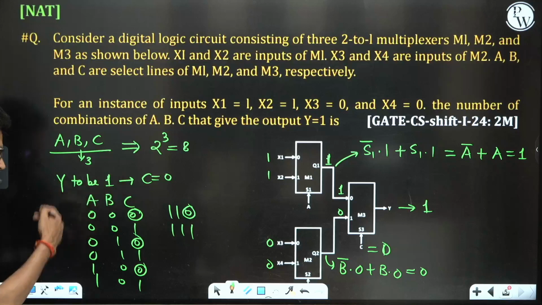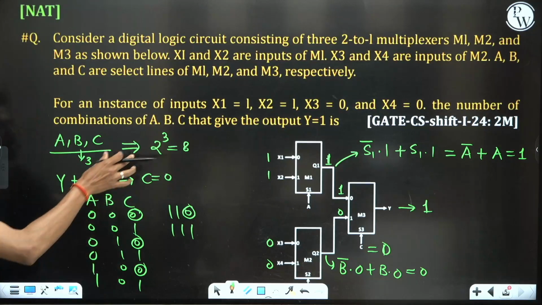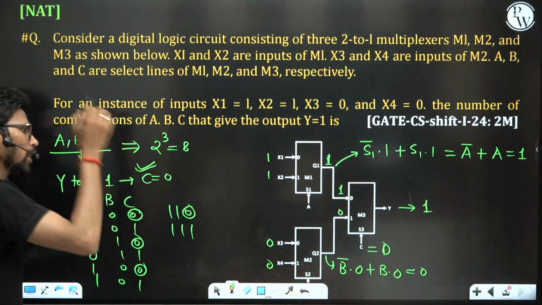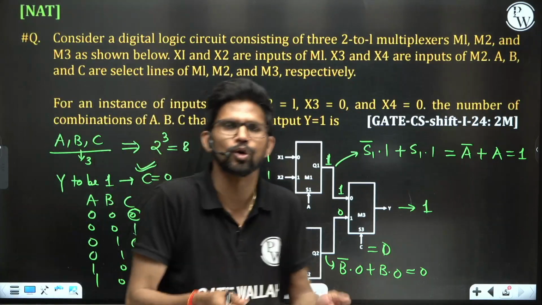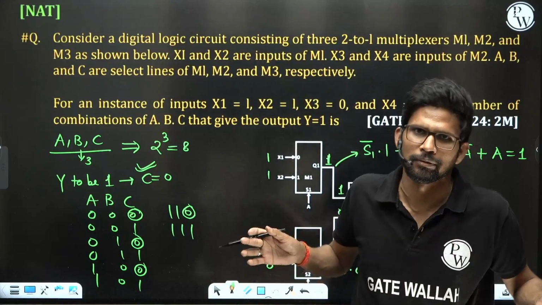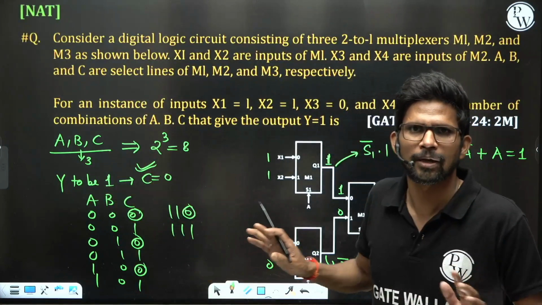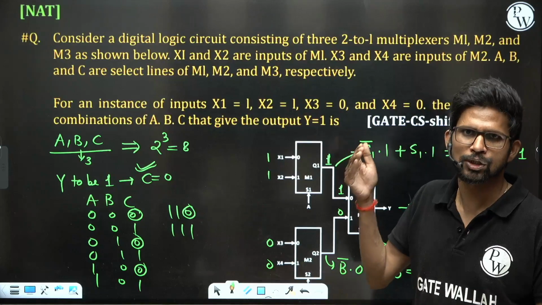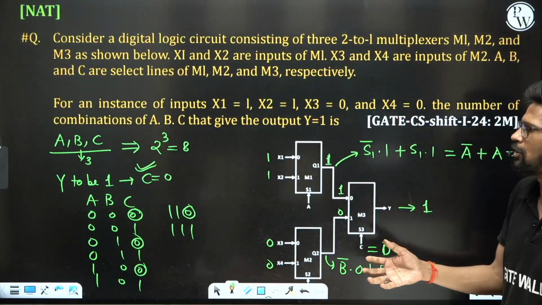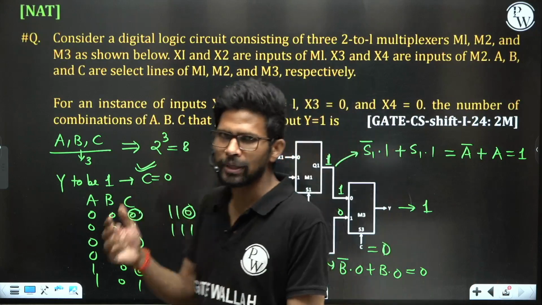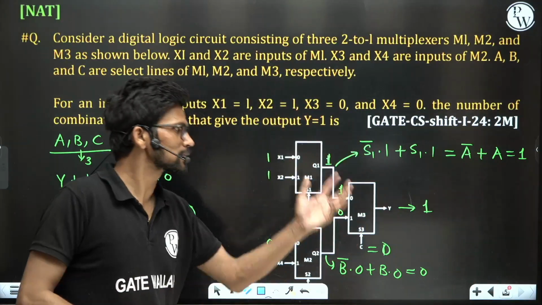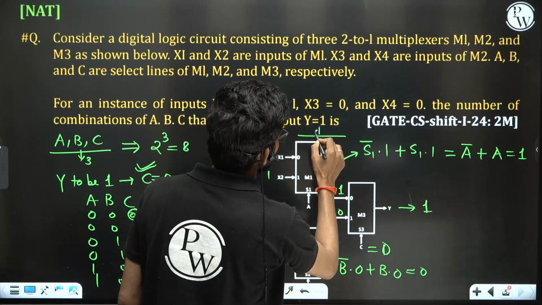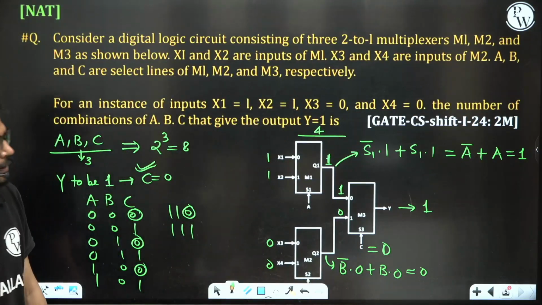So out of these 8 combinations, in 4 combinations C is 0, and for output Y to be 1, C must be 0. A and B could be anything. A could be 0, A could be 1, B could be 0, B could be 1. It is independent of A and B. So out of 8 combinations of ABC, in 4 combinations C is 0. Therefore for 4 combinations, output Y will be 1 in this mux combination. So there are 4 combinations for which output Y will be 1.